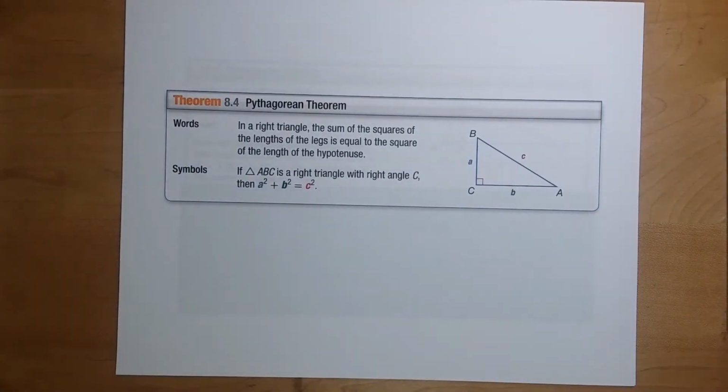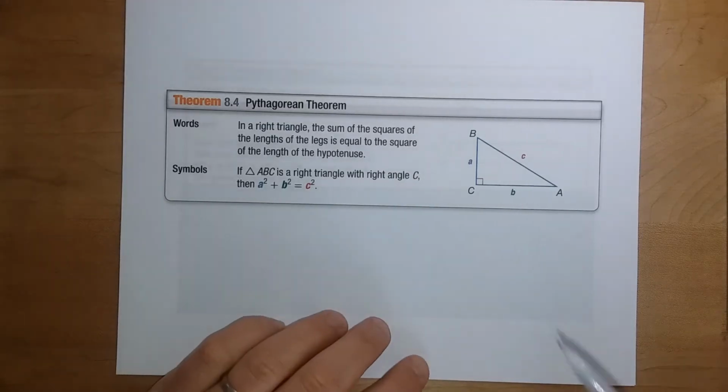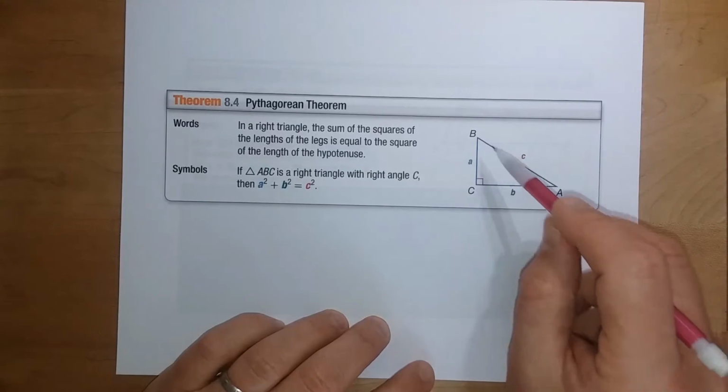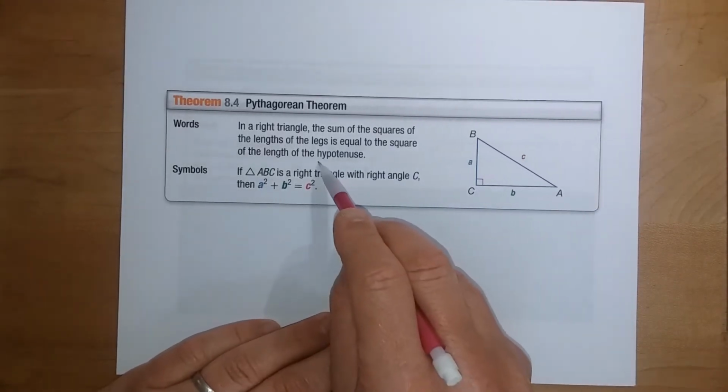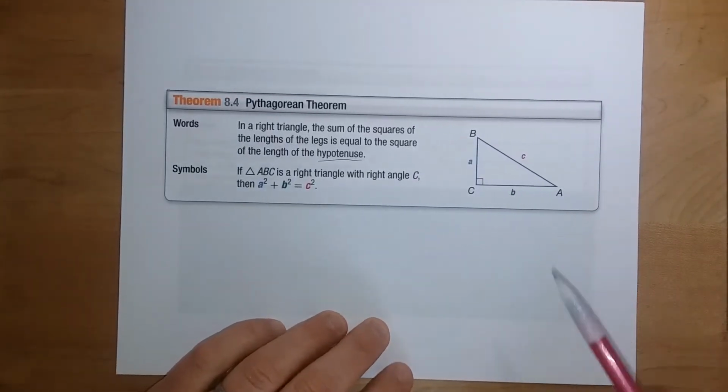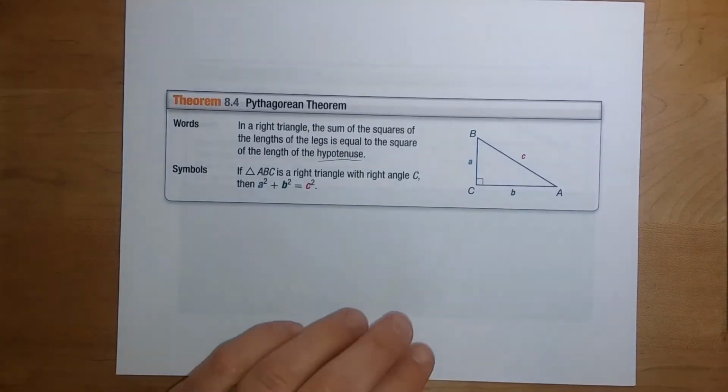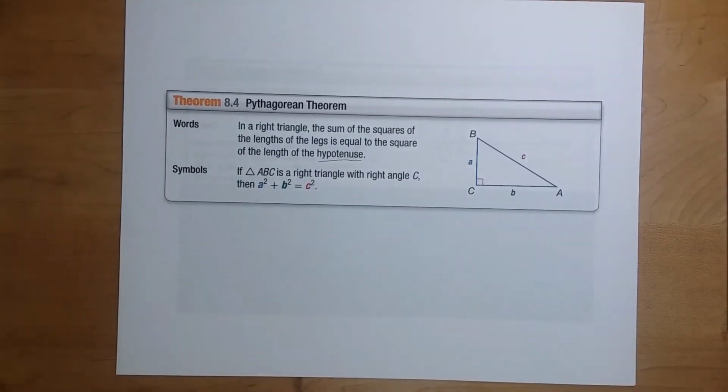And here's our Pythagorean theorem, in case you've forgotten. In a right triangle, the sum of the squares of the lengths of the legs is equal to the square of the length of the hypotenuse. So if you haven't heard this term in a while, hypotenuse is the longest side in a right triangle. It's always located across the triangle from the right angle.